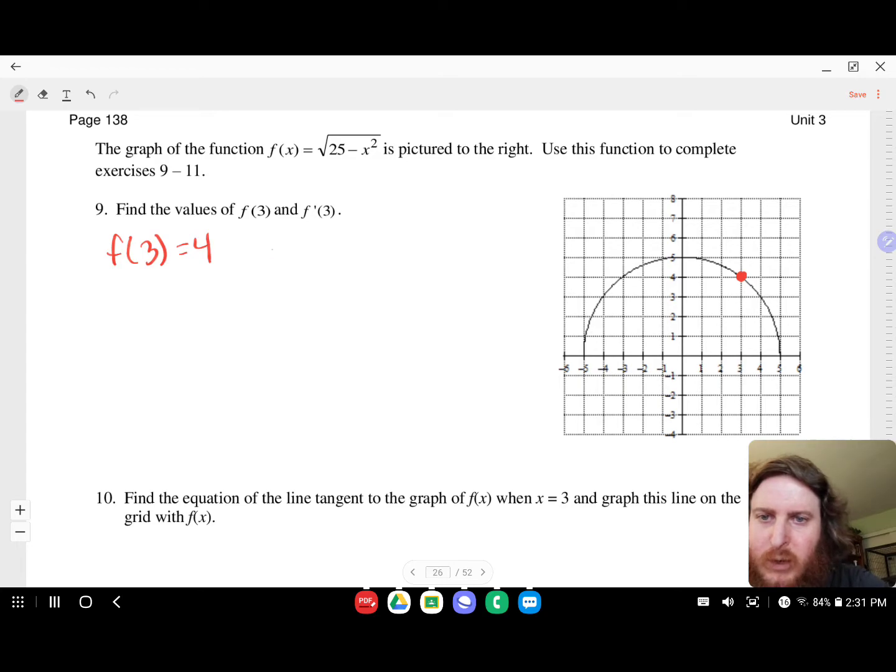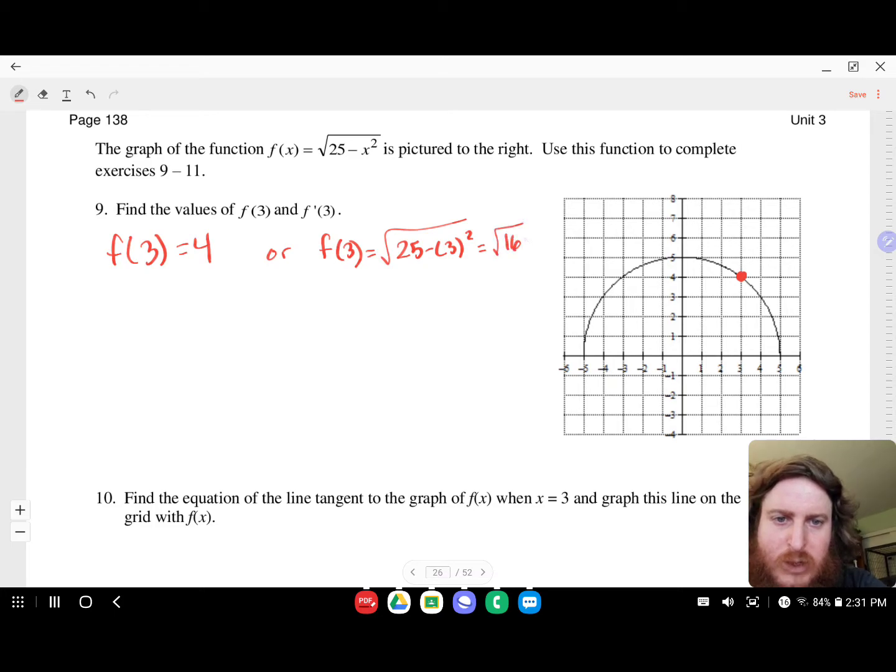You also could have plugged it in. You could have said f of 3 equals the square root of 25 minus 3 squared. 25 minus 9 is 16, and the square root is 4. Now, technically, it's plus or minus 4, but we're just going to say 4 because it's from a function. So I've said this a few times, but basically, if we're doing f of x equals like the square root of 16, we're just going to use the positive side, the positive 4. If I had x squared equals 16, and I square root both sides, we're going to do plus or minus 4.